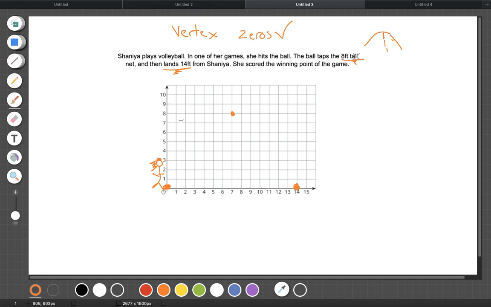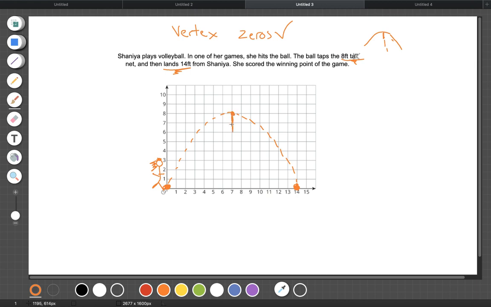Okay, so the ball's going to go up. It's going to go up, up, up. It's going to barely hit that, and then it's going to come down and land 14 feet away. So not perfectly drawn here, but that's not the point. The point is that you get these 3 points correct, and then you kind of make something that looks like it goes through them together.